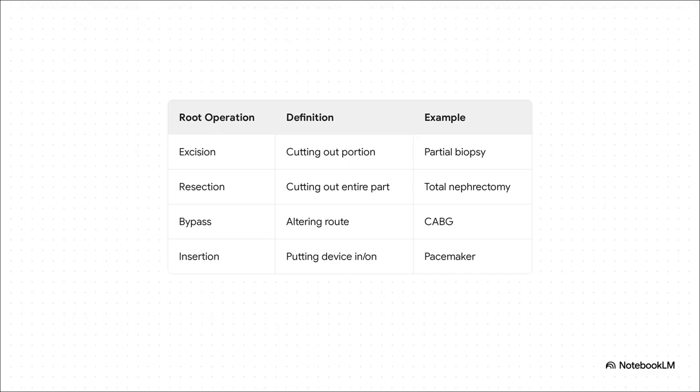The third character in that build, the root operation, is arguably the most critical one to get right. It describes the primary objective of the procedure. Notice the difference between excision and resection here. Excision is cutting out a portion of a body part, like a biopsy. Resection is cutting out the entire body part, like removing a whole kidney in a total nephrectomy. Mixing these up completely changes the code, and consequently can drive an entirely incorrect surgical DRG.